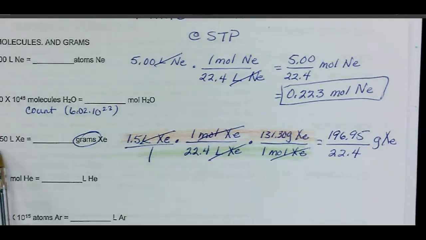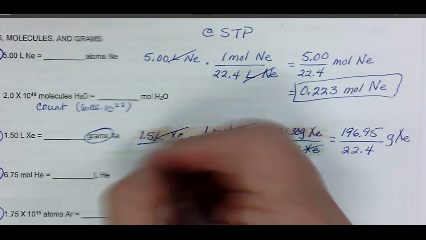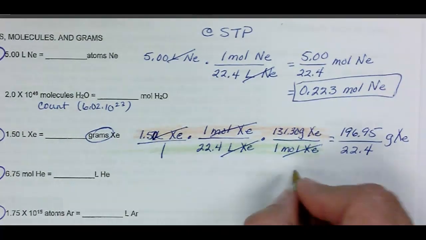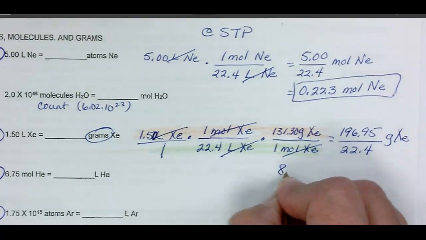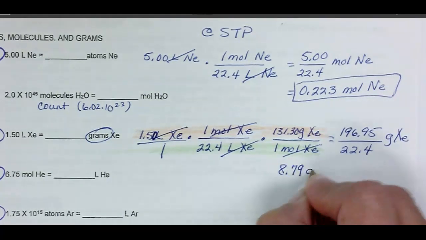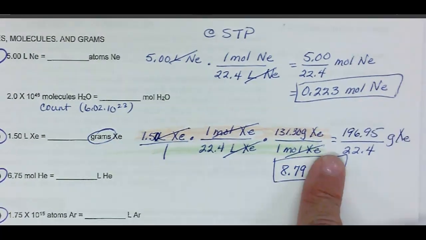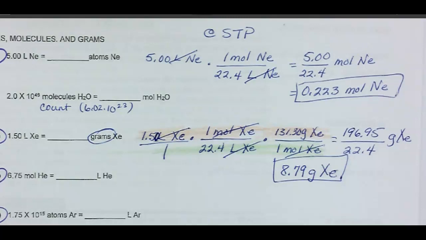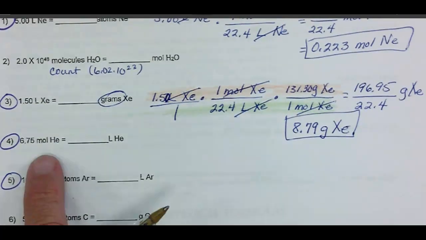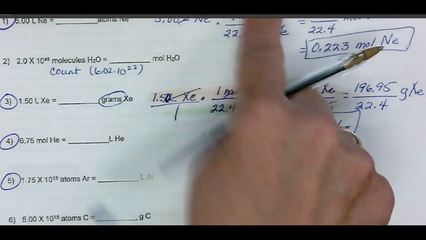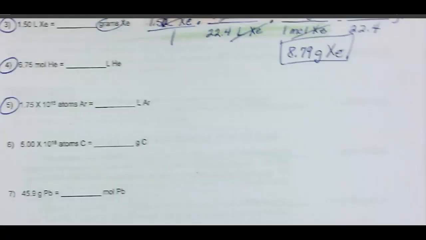I have 3 digits here, so I'm going to have 3 digits in my answer. So my final answer would be 8.79 grams. This one actually required 3 steps. This next one is going moles to liters. That's just going to be a 1-step problem because that's a mole to liter conversion.